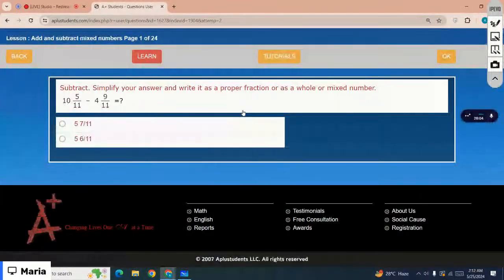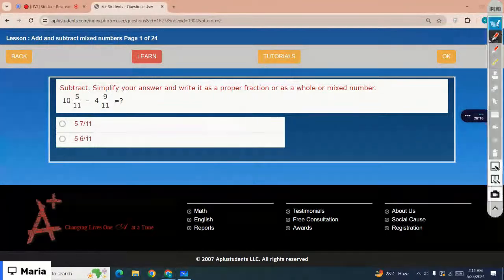Okay, the next one is 10 whole 5 over 11 minus 4 whole 9 over 11. So the question is exactly the same as we did in the tutorial. Again, you have to just look at the fractional part. You cannot subtract 5 out of 9. So you need to rewrite this fraction. How? Just break down this 10 as 9 plus 1 and the fractional part is 5 over 11.